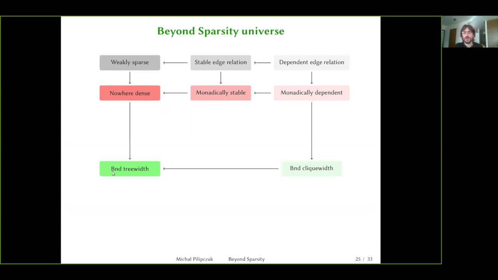We've got bounded tree width classes and bounded clique width classes that extend them. We've got our notions of sparseness: weakly sparse, nowhere dense, bounded tree width. And then we have two more general concepts, this stability level and this dependence level, and we've got inclusions as shown in the picture. So you see here that monadic dependence generates both bounded clique width and nowhere denseness, right?